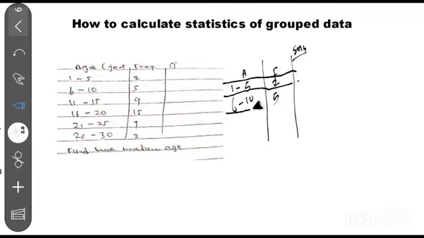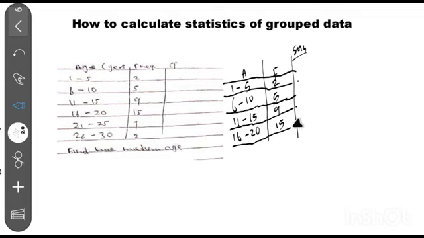So let me try to write it. Also, the next one we have is 11 to 15, and the frequency for 11 to 15 is 9. So let's do the next one. The next class is 16 to 20, and the frequency is 15.